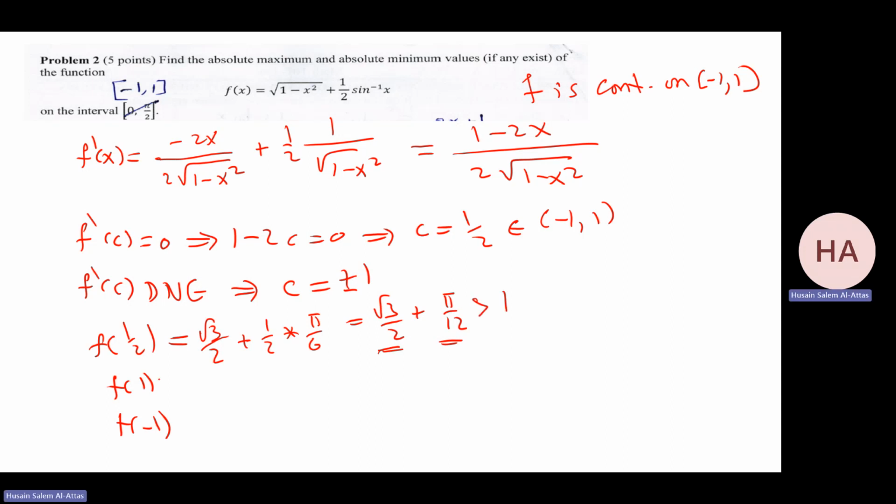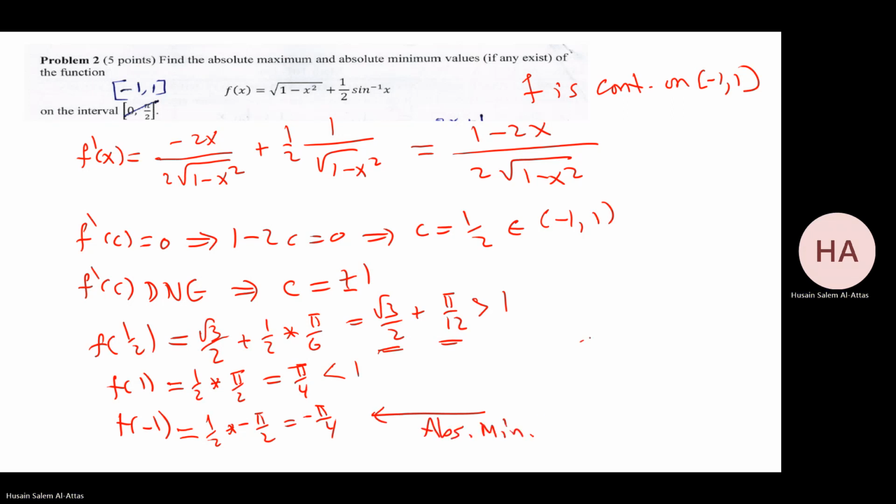F of 1 will be 0 plus half sine inverse of 1, which is pi over 2. That gives me pi over 4, which is less than 1. F of minus 1 is 0 plus half times minus pi over 2. That will be minus pi over 4. So this is absolute minimum, and this is absolute maximum. I think it's very clear.